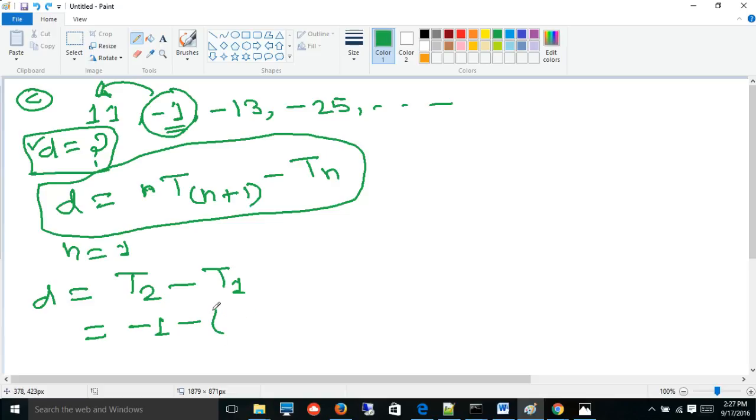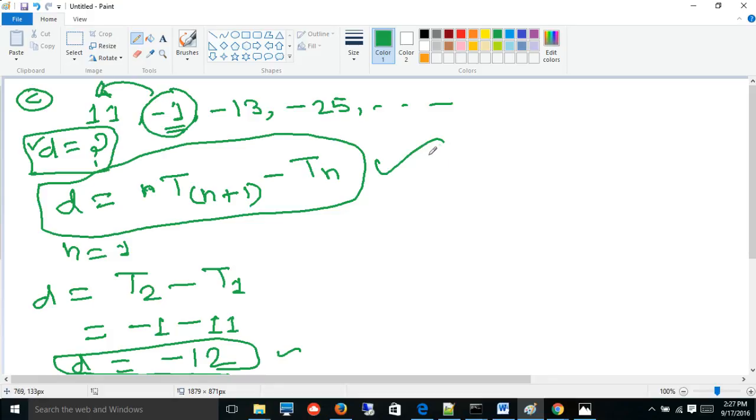So there is no minus, so no need to break it. We can directly say 11. Okay, and we will get the value of minus. So this is the value of common difference. So this is the way to calculate the common difference. The formula is term n plus 1 minus term n. Using this formula, you can calculate the common difference. Okay. Now moving to the next question.